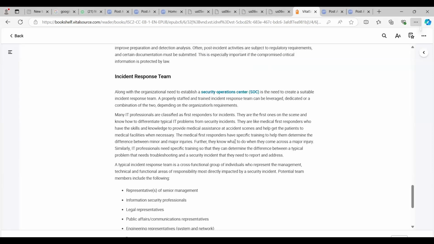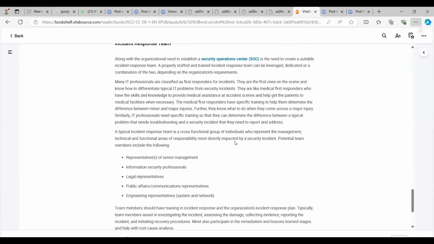So there is a need to create a suitable incident response team. A properly staffed and trained incident response team can be leveraged, dedicated, or a combination of the two, depending on the organizational requirements. Many IT professionals are classified as first responders for incidents. They are the first ones on the scene and know how to differentiate typical IT problems from security incidents. They are like medical first responders who have the skills and knowledge to provide medical assistance at accident scenes and help get the patient to a medical facility when necessary.